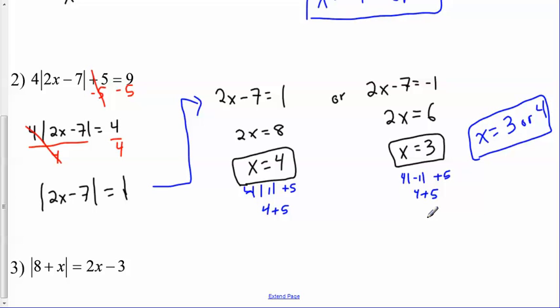So there you go. We split it into the two equations after we isolate the absolute value. I mean, it can't get any trickier than that, except for when we look at example 3. This is always fun. The absolute value of 8 plus x equals 2x minus 3. How do you solve it?